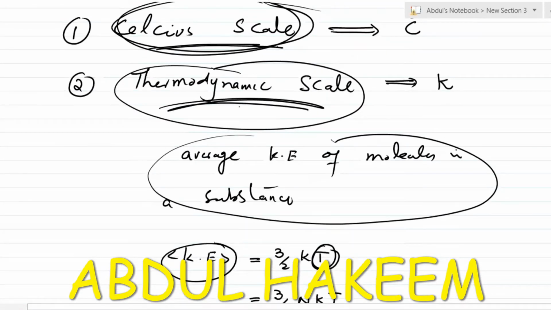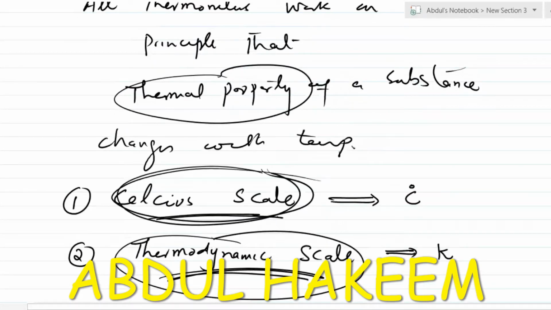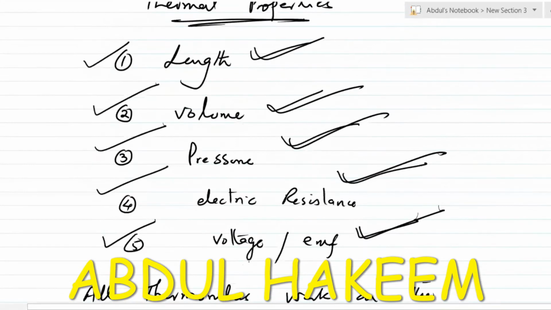Now, thermodynamic scale changes linearly with the change of kinetic energy. But the Celsius scale, Celsius degree, centigrade degree temperature changes with length, volume, pressure, electric resistance and voltage non-linearly.